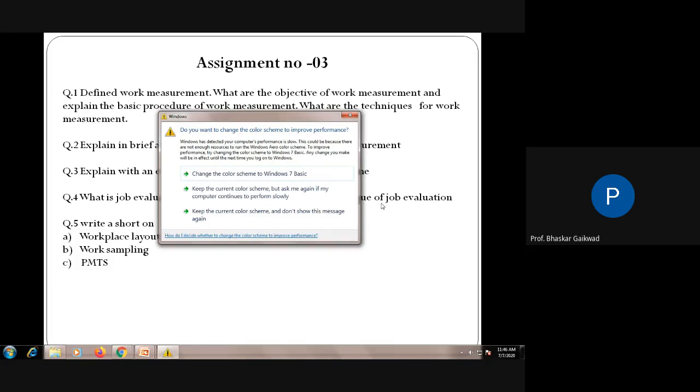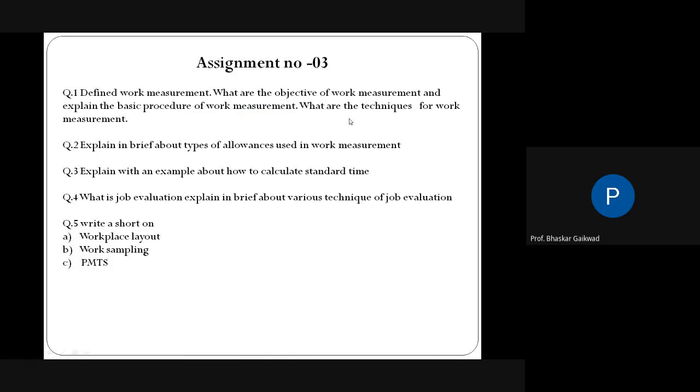So whenever you get the opportunity to come to college, then you have to solve this assignment. Already three assignments are given along with multiple choice questions. You can note all these questions and their importance from the examination point of view. Okay, so tomorrow onwards, we're going to start with the definition, objective, etc.